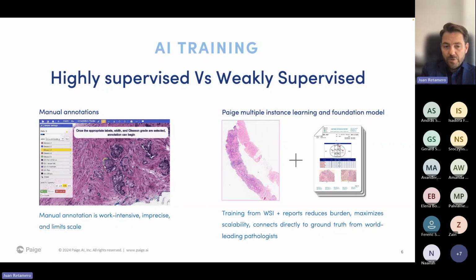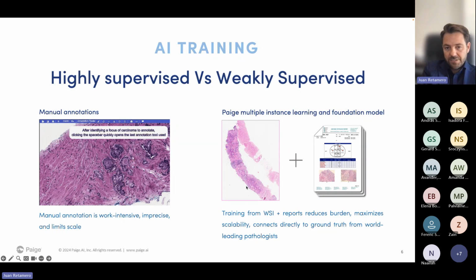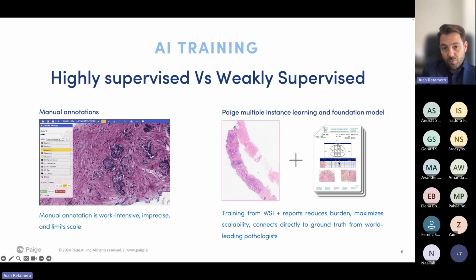Generally speaking, this is not how we train AI models at Paige. We do follow, however, the approach that you see here on the right-hand side, which essentially couples the entire histological image, the digitized version of the glass slide, together with the pathology report, and of course, in cases of molecular biomarker development, with the corresponding molecular report. And the beauty of this is that essentially we're not telling the machine what to look for.